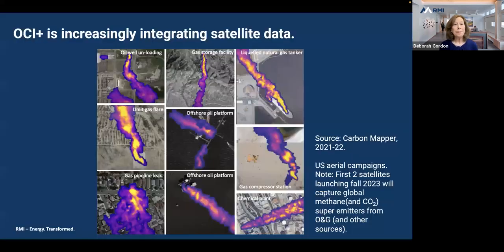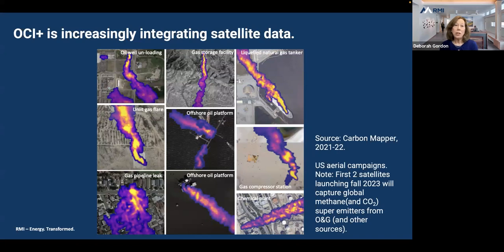Next slide. The reason why the satellite intelligence will be growing, and we're very excited about this, is that the OCI Plus estimates what I would call normal operations. This is the type of energy sources that are used to get oil out of the ground, refine and process the oil and gas. And this is emissions from flares and components.